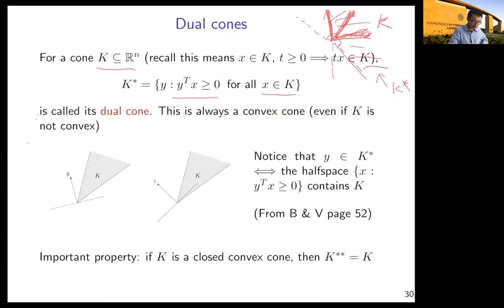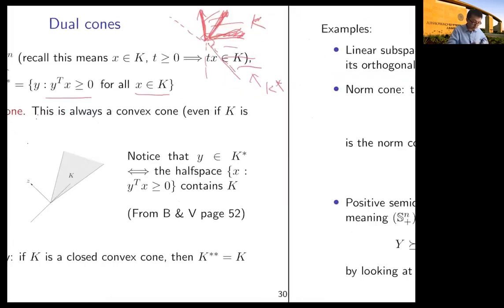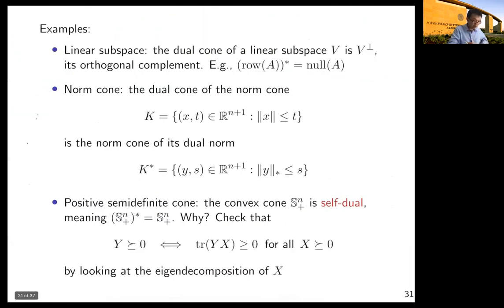Moreover, there's a property that if you take the dual, just like the dual norm, twice, then it recovers the same cone as before. Let's give a few examples of the dual cone. If we consider a linear subspace, then the dual cone requires that any point in this dual cone is non-negatively correlated with all the points in the primal cone.